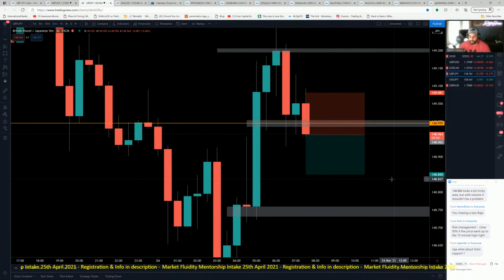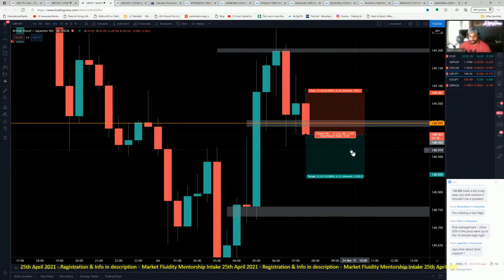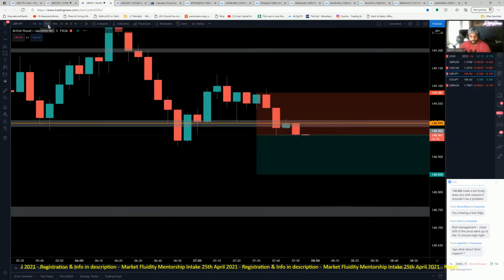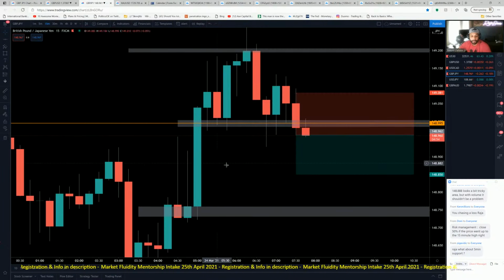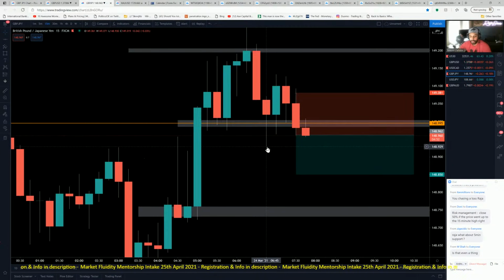So what about the 5-minute support? It doesn't matter. 5-minute support is weak support over there, and if you do break it, it's basically this wick here to the left-hand side. So if we break that area, it's still pretty good for price to continue bearish.